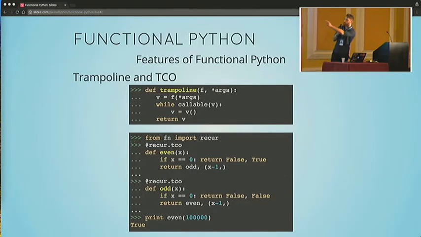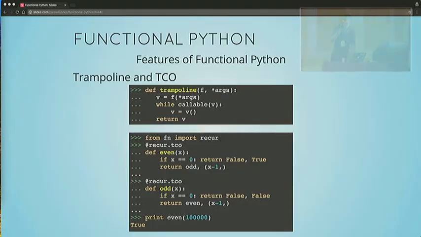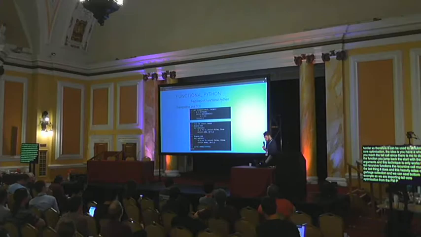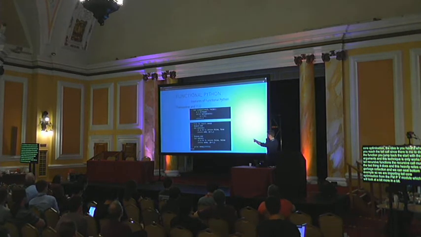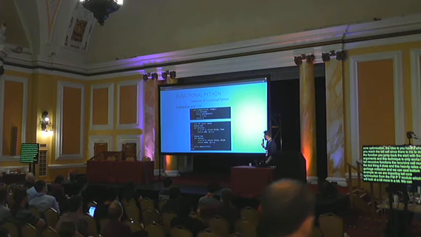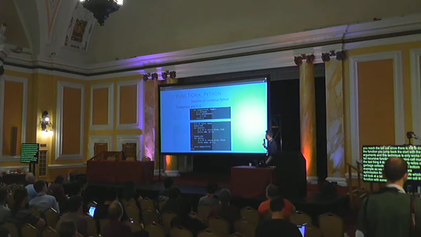And we can see in the bottom example, we're importing recursion tail call optimization from the fn.py module, which we'll look at a little bit more in a bit. But we basically see that we can call that function with something that would normally have exceeded the recursion limit.